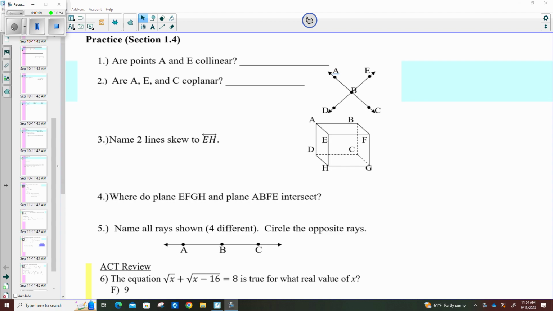In number 1, it says are points A and E collinear. Do you even need to look at the picture? No. Why? Because it's 2 points. Any 2 points are always collinear. My answer is yes. If you don't have yes written down, you should fix it right now.